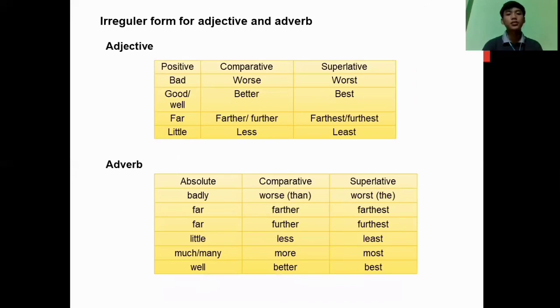And sometimes adjectives and adverbs have an irregular form. For the adjective, the example is bad, worse, and worst. And for the adverb, far, farther, and farthest. Thank you, and that's all I can explain about degrees of comparison. And my friend Arrika will continue the presentation.